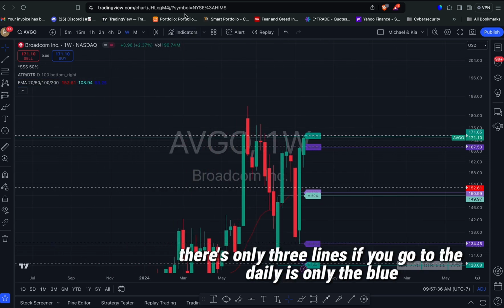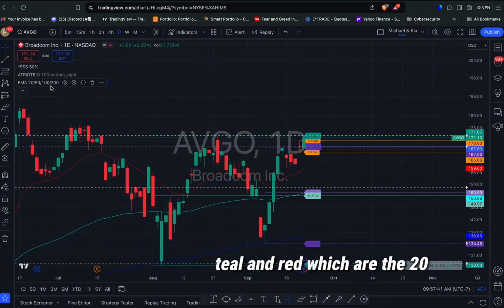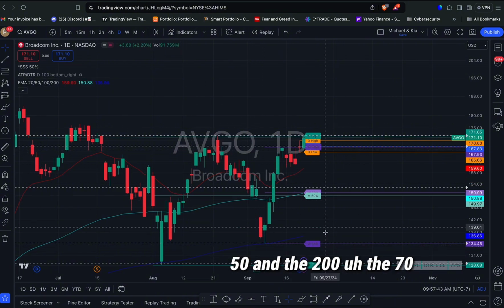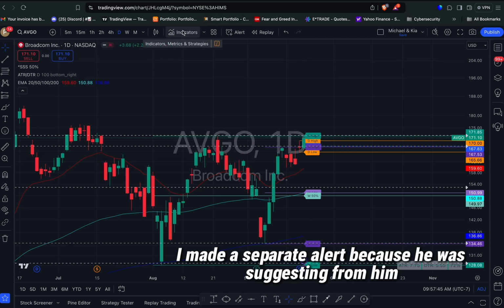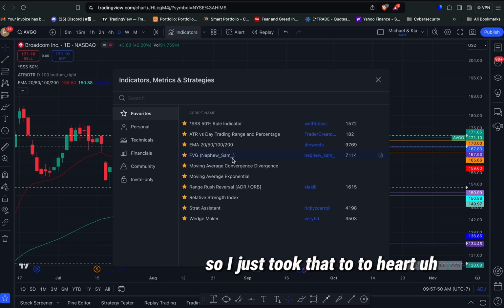As you can see, there's only 3 lines. If you go to the daily, there's only the blue, teal, and red, which are the 20, 50, and the 200. The 70, I made a separate alert because he was suggesting that was a better indicator, so I just took that to heart.